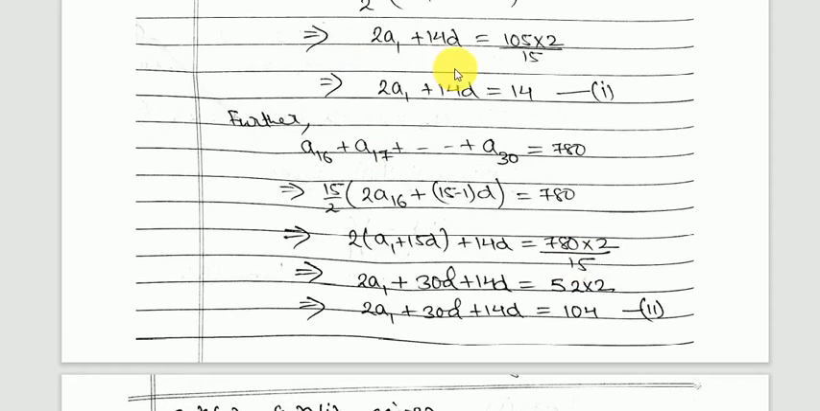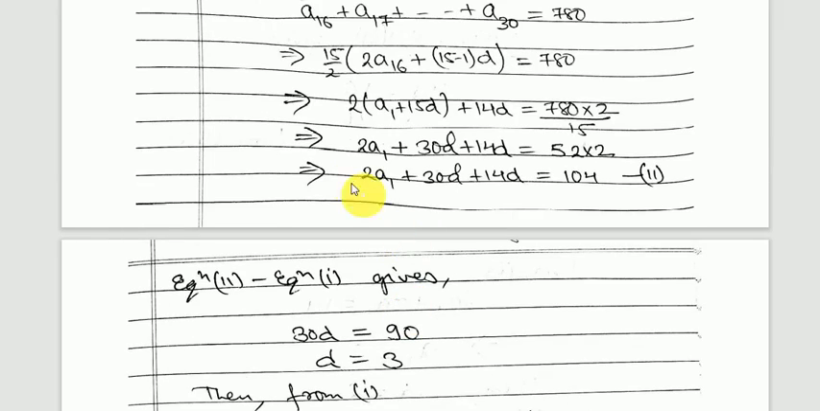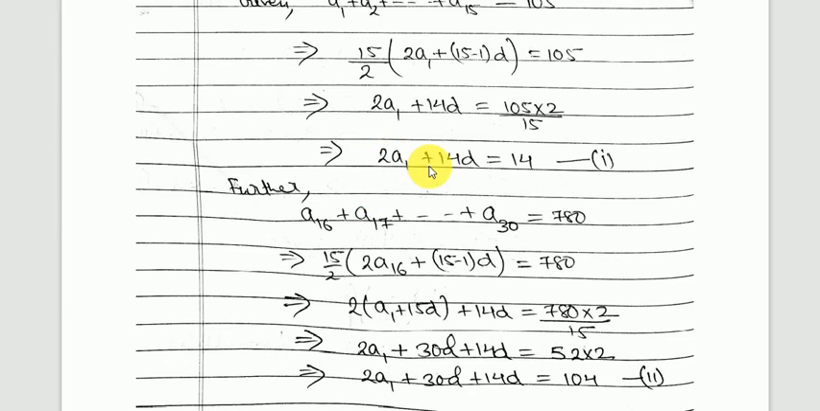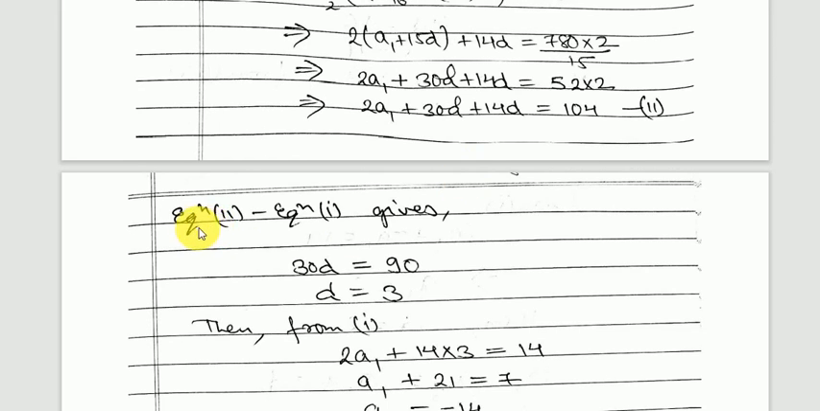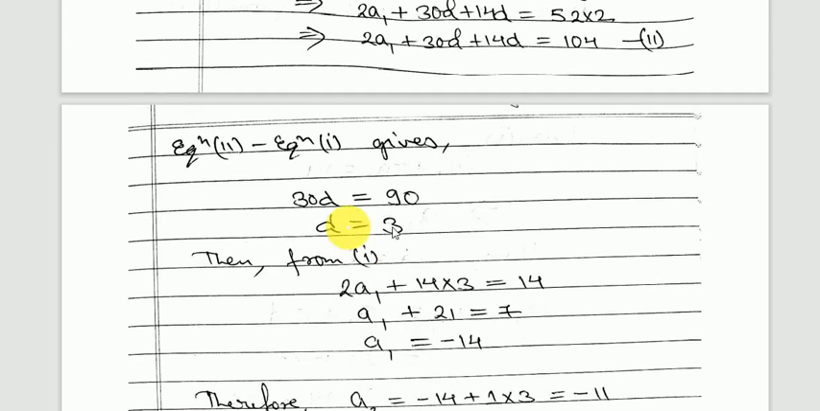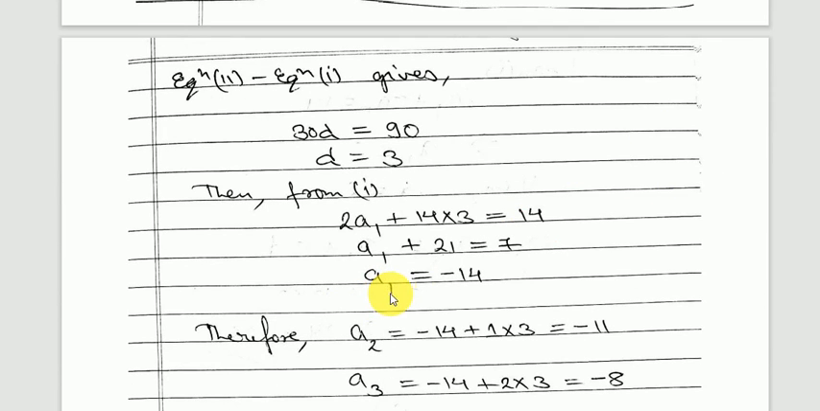Why? Because I can see 14D involved over here, 14D involved over here. So when I subtract, these two will get cancelled. Even this 2A1 and this 2A1 will get cancelled. So easily I can get the value of D. From equation 2 minus equation 1 gives 30D is equal to 90. So D equal to 3. So I got the value of D. Now use this D either in equation 1 or 2, and you can get the value of A1. So A1 is coming minus 14. So now you know A1 and you know D. Now easily you can write your A1, A2, A3.